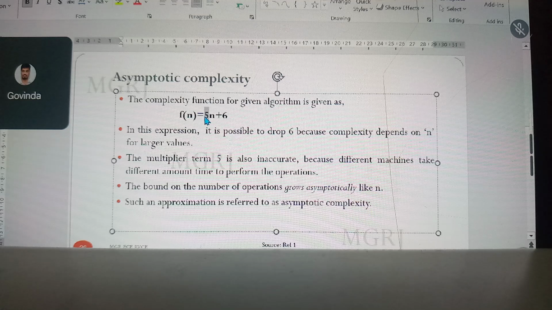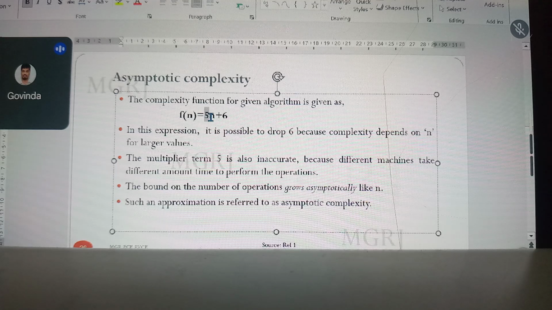We are dropping the constant 6 because its significance reduces as n grows. Similarly, I can drop 5 also. Tell me why I need to drop 5? Showing 5 as the coefficient of n in this expression is inaccurate. To arrive at 5, the consideration was that the time taken for each operation is 1 cycle. So in the previous analysis, please notice properly.